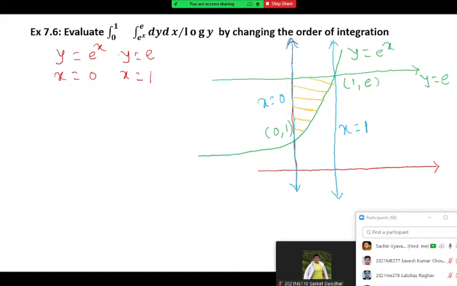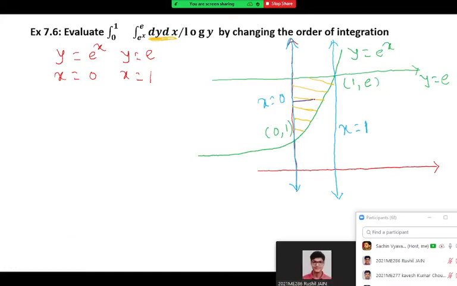So the limit of y is y equal to e raised to x to y equal to e. That is the correct limit for y here, because that is a vertical strip. Originally, there is a vertical strip because the order is dy dx. And this vertical strip indicates e raised to x to e, and that is the correct region. Once we get this correct region, now our aim is to change the order. So what should be the new position of the strip now?